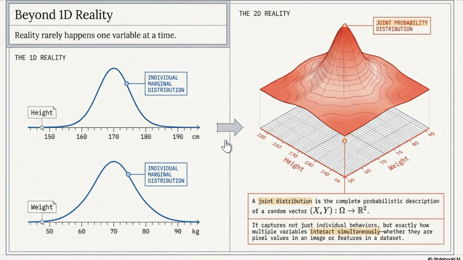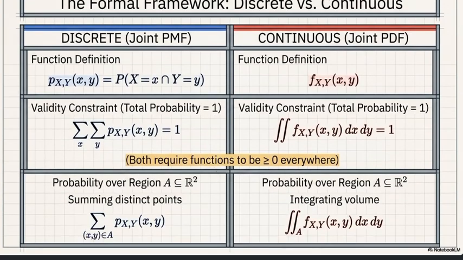But from the individual distributions, we cannot recover the joint distribution. The joint distribution is the complete probabilistic description of a random vector. Moving forward, there are two cases: discrete and continuous. For discrete data we use the joint PMF, and for continuous data we use the joint PDF. Now there are the formulas here. We just integrate over both variables, x and y. Here is the summation, and here we do integration.